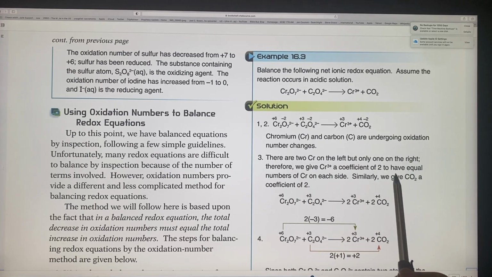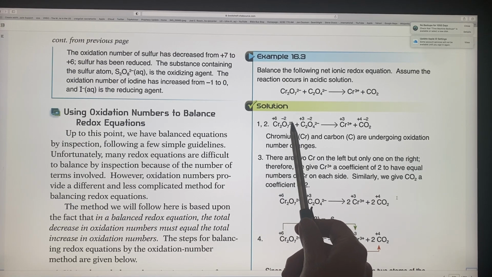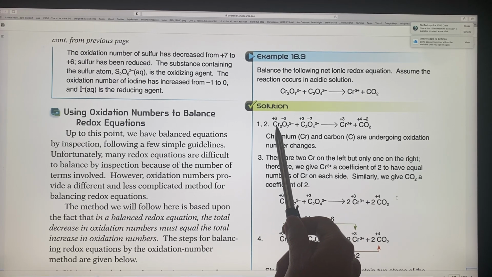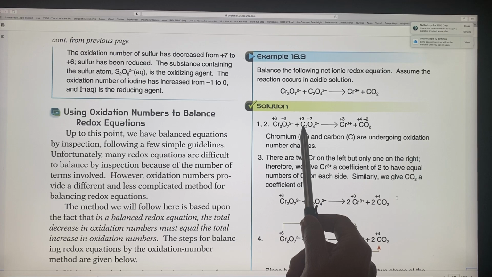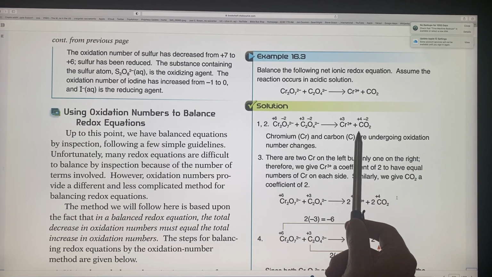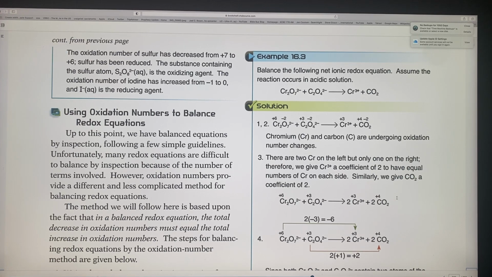Chromium and carbon are undergoing oxidation. Let's look: which ones are getting bigger and which ones are getting smaller? Chromium is a plus 6 and it's going to plus 3, so it's getting smaller. Carbon is 3 here, but it's 4 over here, so it's getting bigger. So they're both going through oxidation.